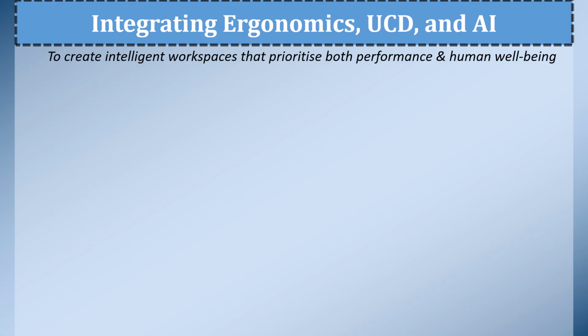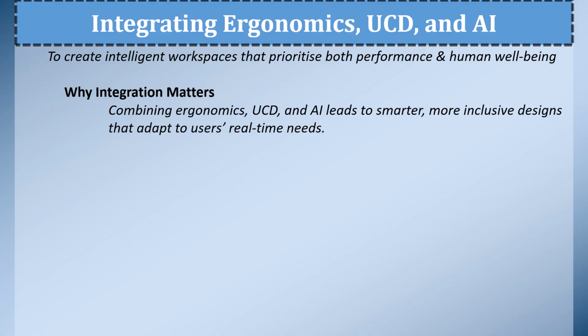Integrating ergonomics, UCD, and AI to create intelligent workspaces that prioritize both performance and human well-being. Why integration matters. The integration helps address both physical and cognitive user needs while allowing environments to adapt in real time. Ergonomics ensures physical comfort. UCD aligns design with user behavior, and AI adds intelligence by learning from data and adjusting systems accordingly.